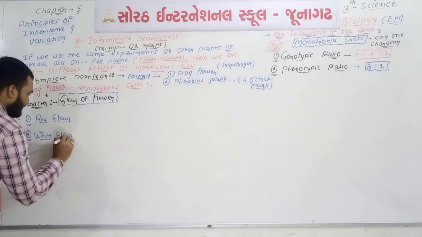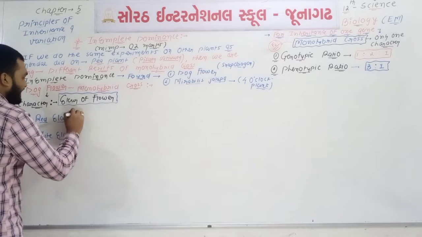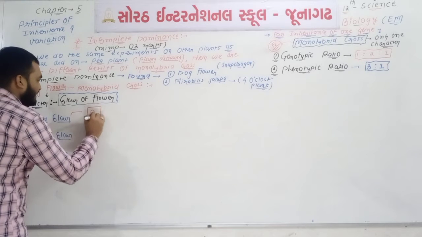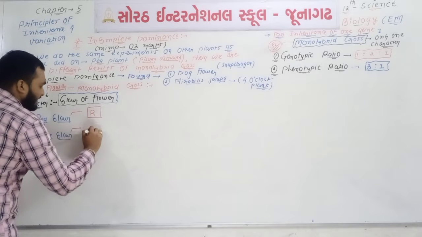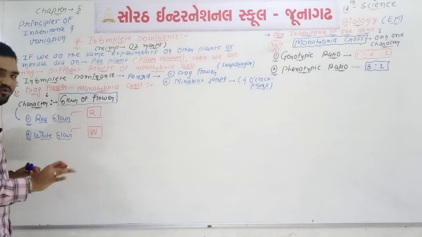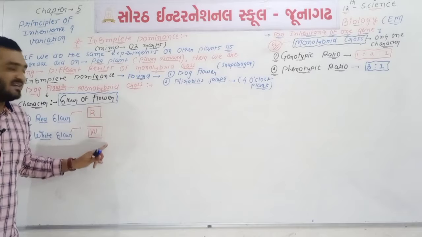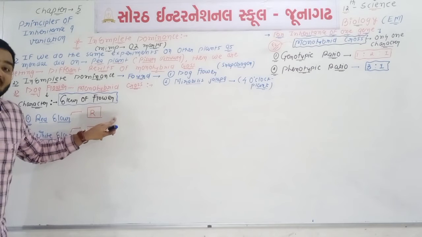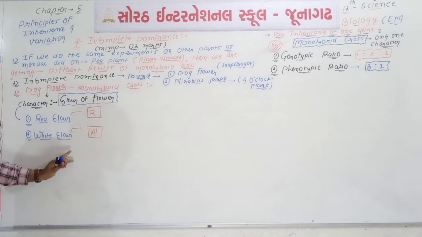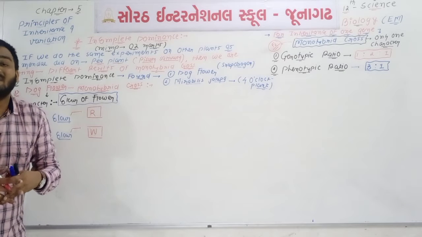First one is red and second one is white. The symbol of the red color flower will be capital R, and the symbol of the white color flower will be capital W. In some books or in our old syllabus, small r is used, but capital R is not 100% dominant over small r. That's why we are using W for white, because both are not 100% dominant over each other. Both are incompletely dominant.